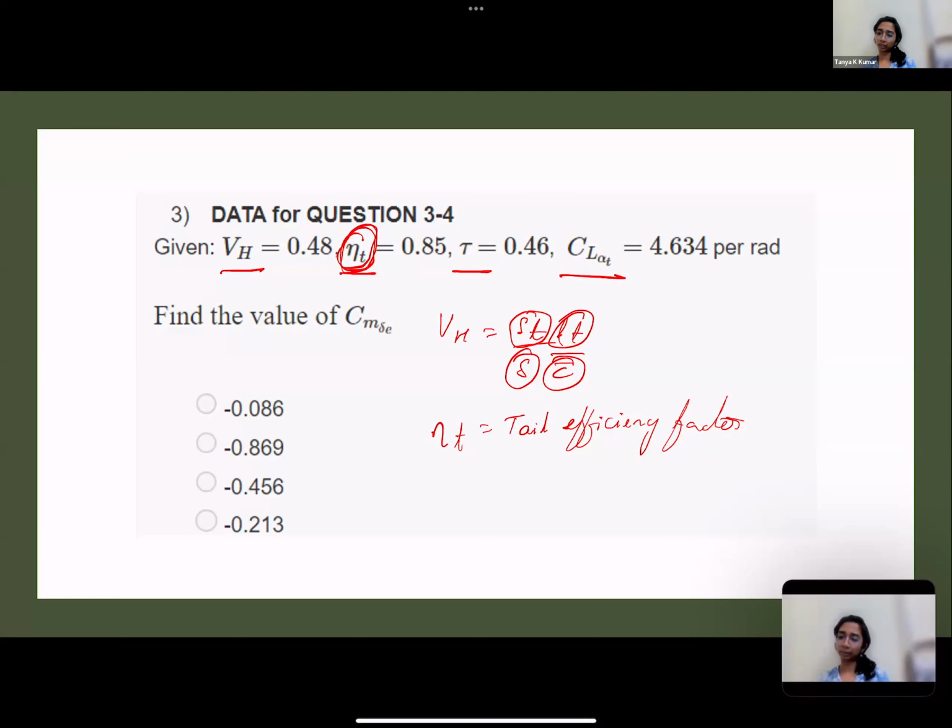Ratio of dynamic pressure at tail to that of the wing. Yes, so what changes there is just the velocity. So it is V tail squared over V infinity squared. This is the tail efficiency factor, a dynamic pressure ratio. Correct. Now what is tau?